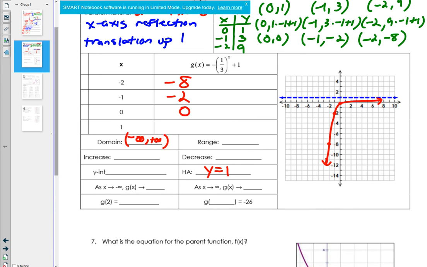Ingrid, ¿dónde está el range? What's the range? Martha, range.